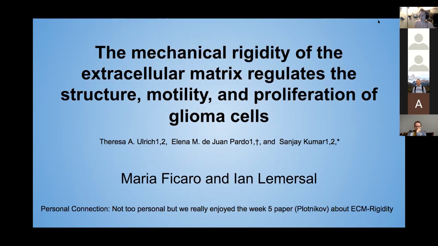Yes. Okay. And so we are presenting on a paper titled The Mechanical Rigidity of the Extracellular Matrix Regulates the Structure, Motility, and Proliferation of Glioma Cells.